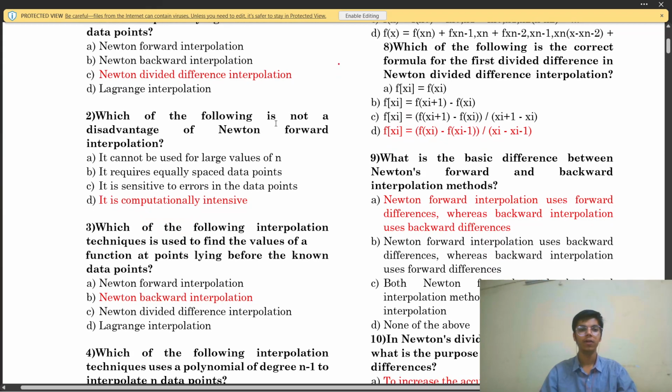So which of the following is not a disadvantage of Newton forward interpolation? So what is not the disadvantage of Newton forward interpolation? So here first is, it cannot be used for large values of n. B, it requires equally spaced data points. C, it is sensitive to errors in the data points, and D is, it is computationally intensive. So the correct answer is D, it is computationally intensive.